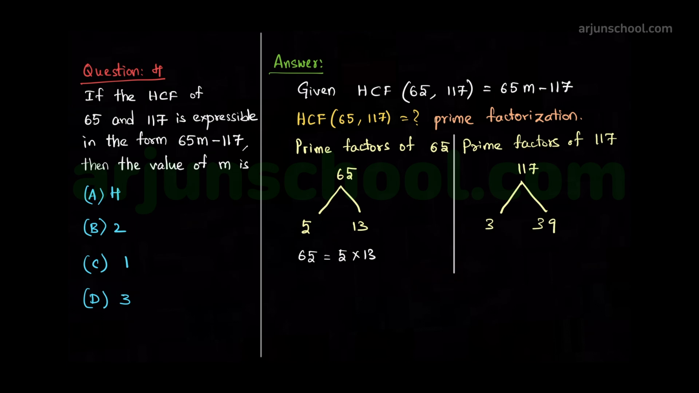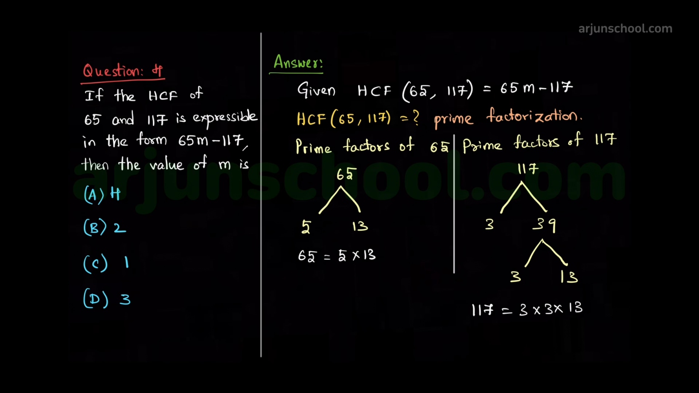Now let us check the divisibility of 39 by 3. 3 plus 9 is 12, which is divisible by 3. 3 times 13 is 39. And 13 is a prime number. So the factorization of 117 is completed. And the prime factors are 3, 3 and 13. Therefore 117 is equal to 3 times 3 times 13.